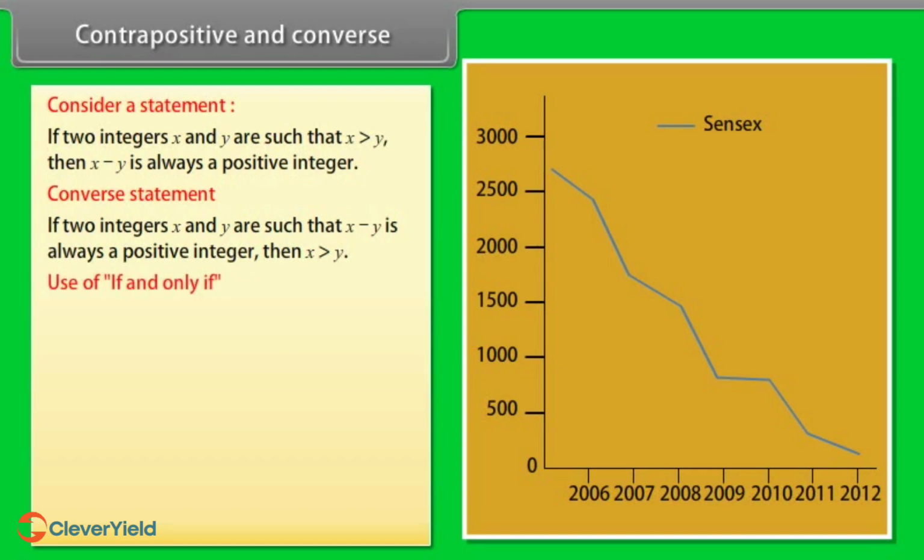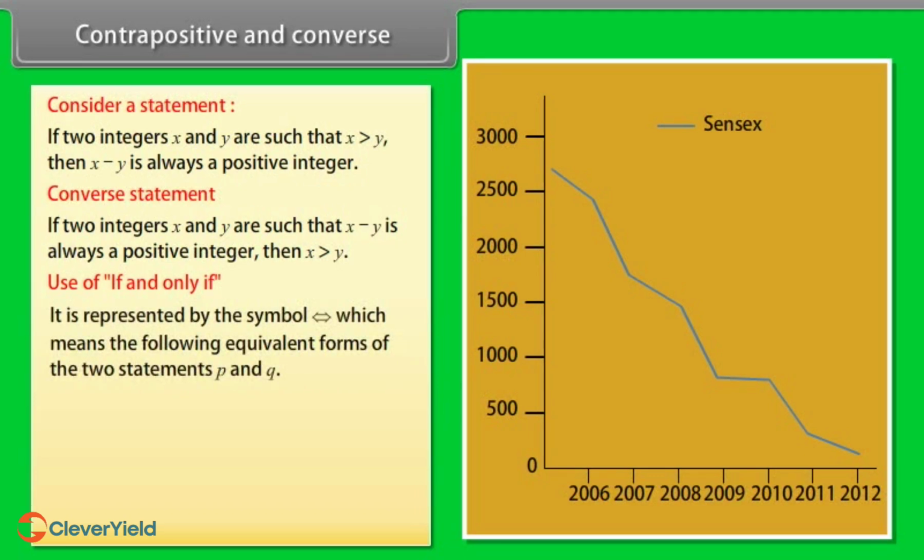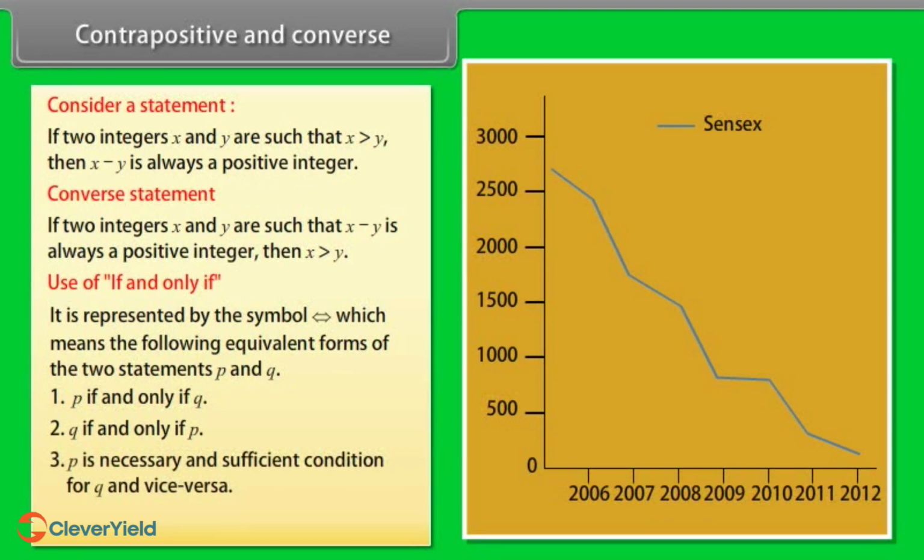Use of if and only if. It is represented by the symbol, if and only if, which means the following equivalent forms of the two statements P and Q. P if and only if Q. Q if and only if P. P is a necessary and sufficient condition for Q and vice versa. P if and only if Q.